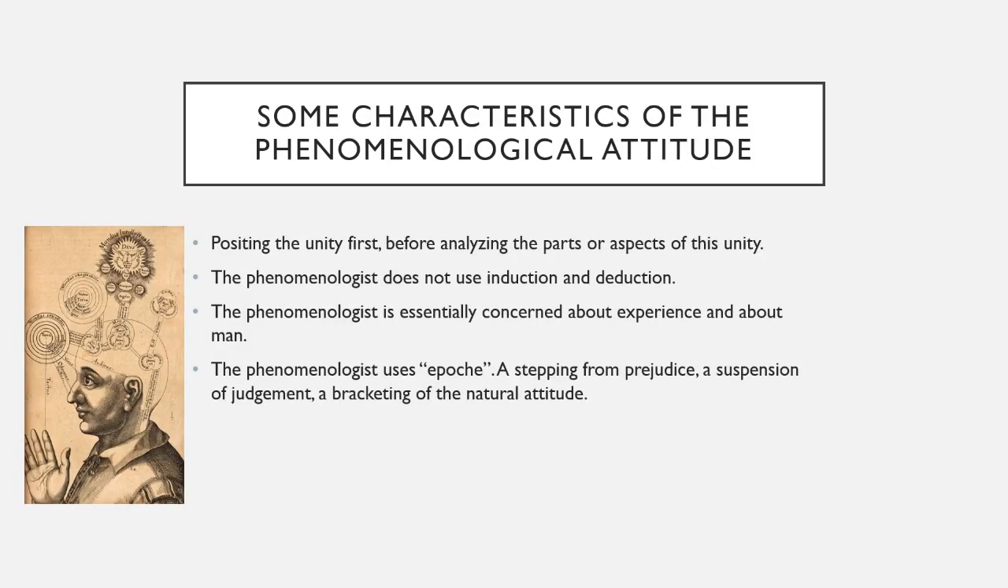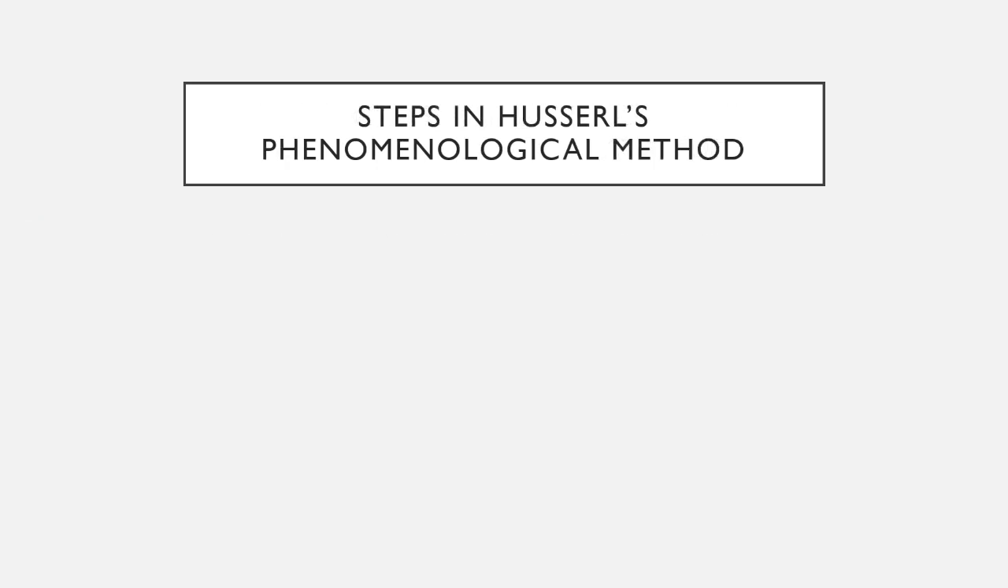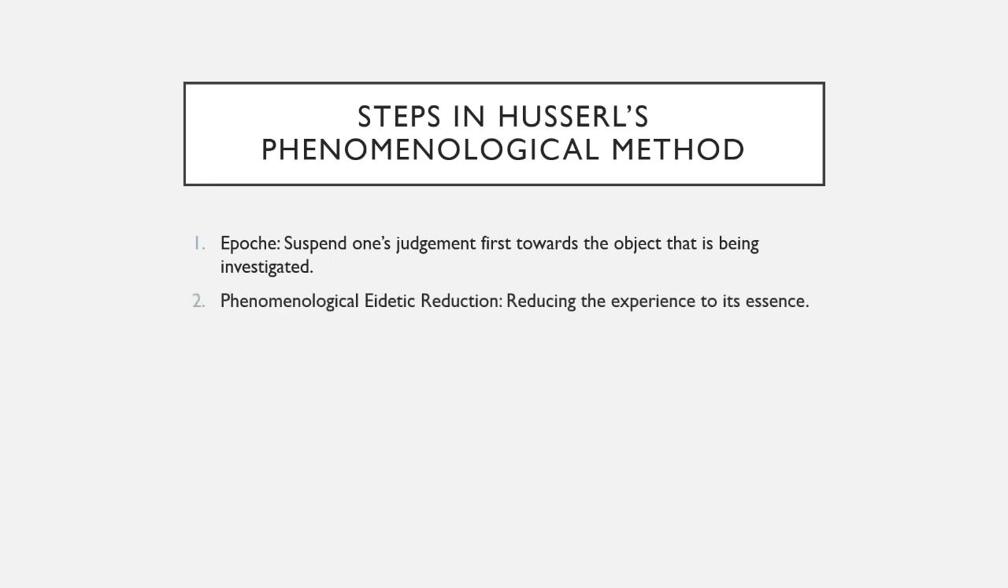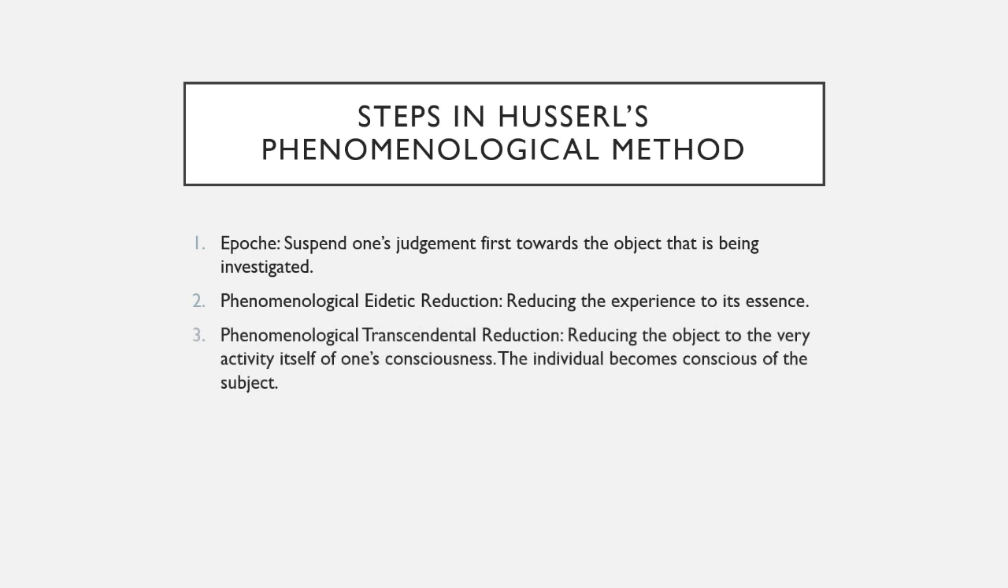Moving on, we have the 3 steps of Husserl's phenomenological method. First step is using epoche, wherein one suspends one's judgment first towards the object that is being investigated. The second step is the phenomenological eidetic reduction, wherein the experience is reduced to its essence. And the third, the phenomenological transcendental reduction, reducing the object to the very activity itself of one's consciousness. The individual becomes conscious of the subject.